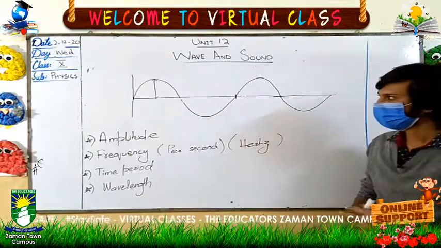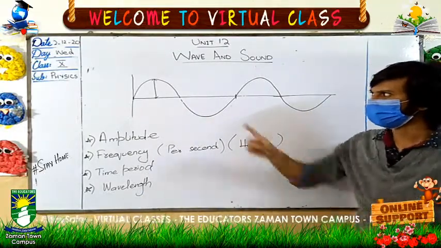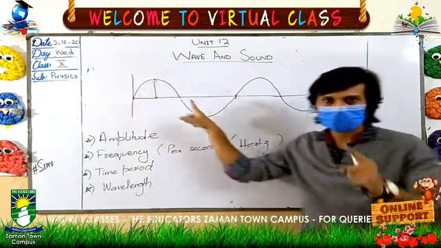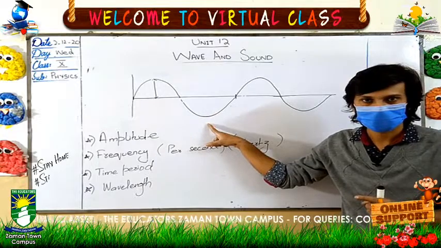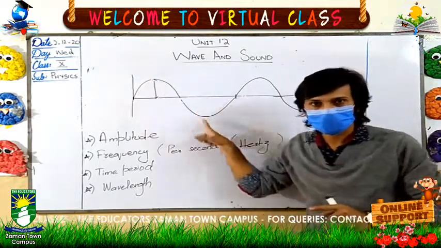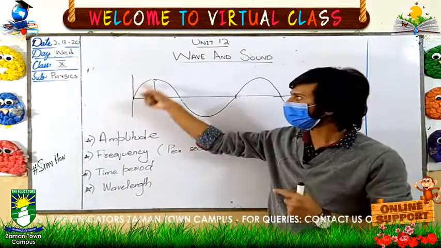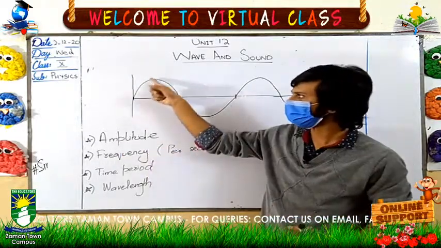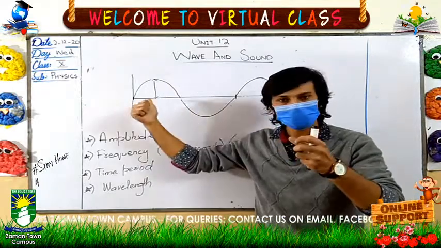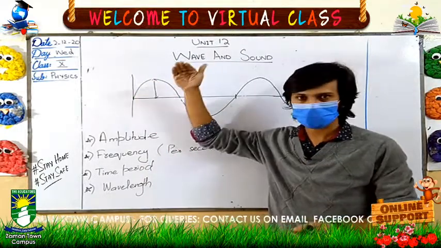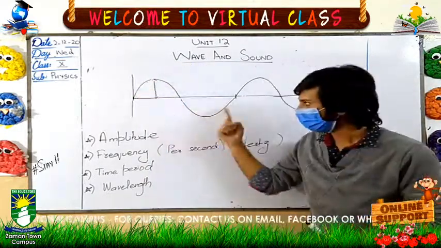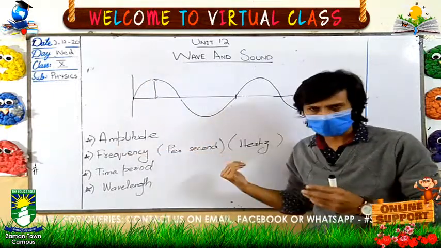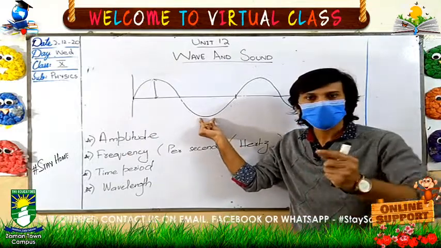Wavelength. We have some points. This peak point in the upward direction is known as the crest, and this is known as the trough. The highest amplitude gained by a wave in the upward direction is known as the crest, and the maximum amplitude gained by a wave in the downward direction is known as the trough.